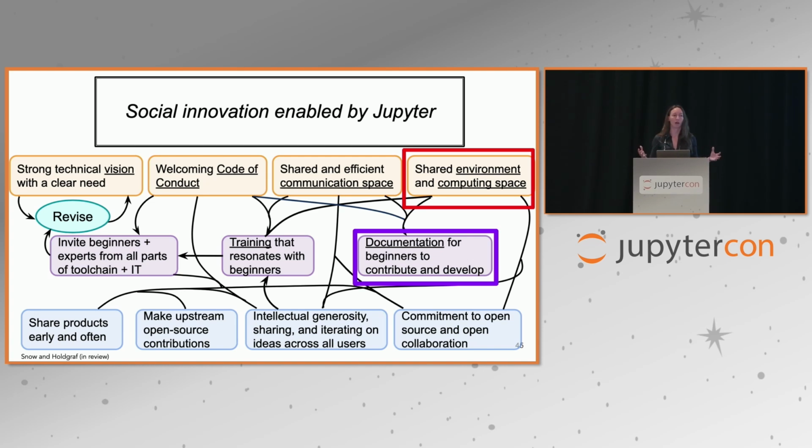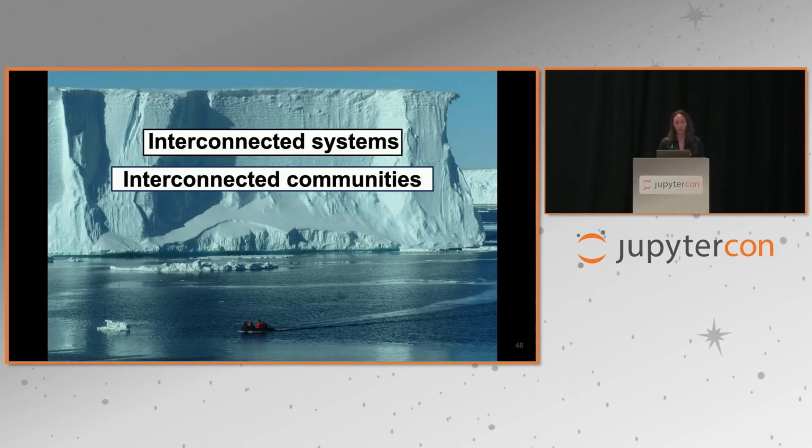So really at the core, the infrastructure that is supporting all of this is Jupyter. And so as we have this ecosystem that's built, we have this social innovation that's built around that. Jupyter really is at the core of all this. So with this, as we have these interconnected systems, we need to work across these. Really facilitating interconnected communities is important, and Jupyter does that.